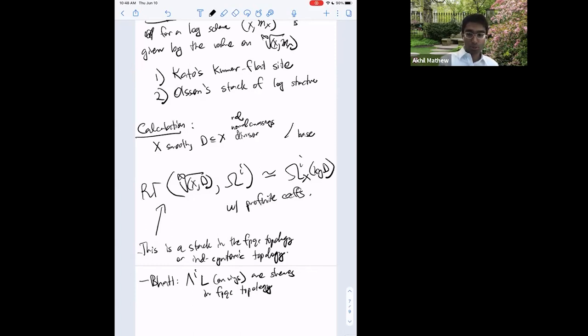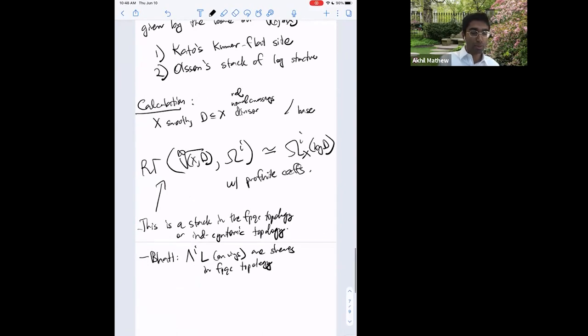But in fact, I did say differential forms here, and the reason is that you can regard it as a stack, I want to say in the ind-smooth topology. So you can really just say differential forms instead of the cotangent complex.